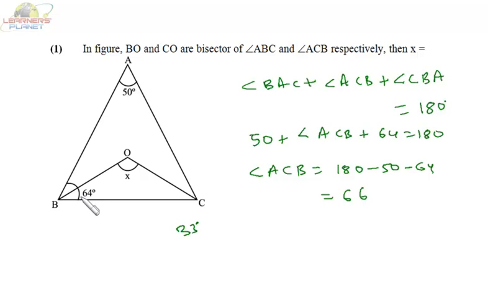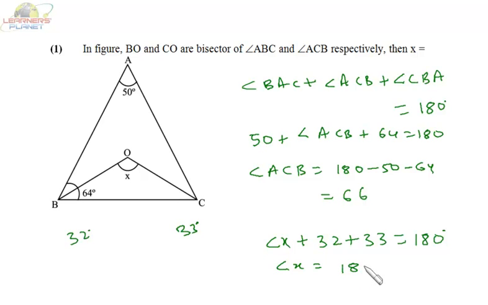Here this complete angle is 64 degree. So the half part will be 32 degree. Now these three are forming a triangle. This angle is 32 degree, only this part is 33 degree and the remaining part is angle X. So angle X plus 32 plus 33, since they are forming a triangle, their sum will be 180. So angle X is equal to 180 minus 55, or we can say 125 degree. Okay, so quite simple.